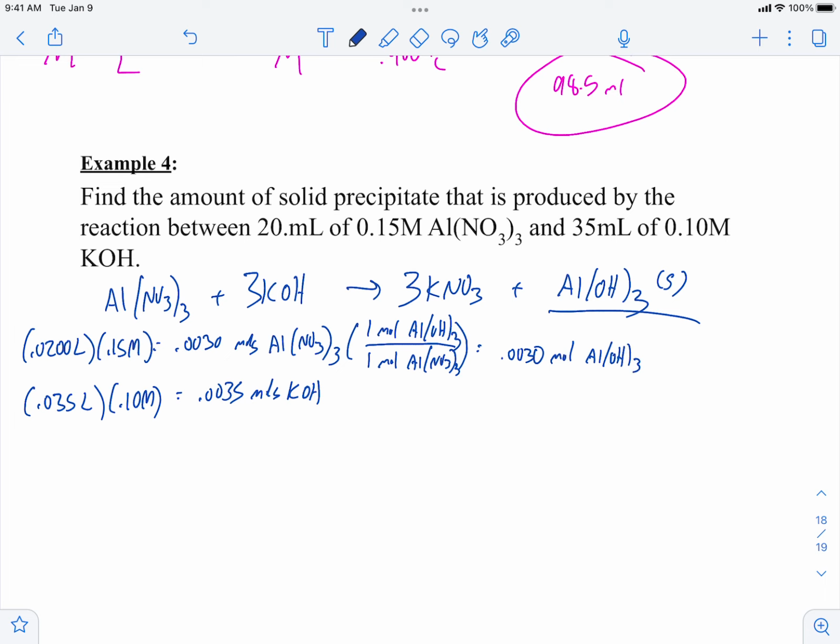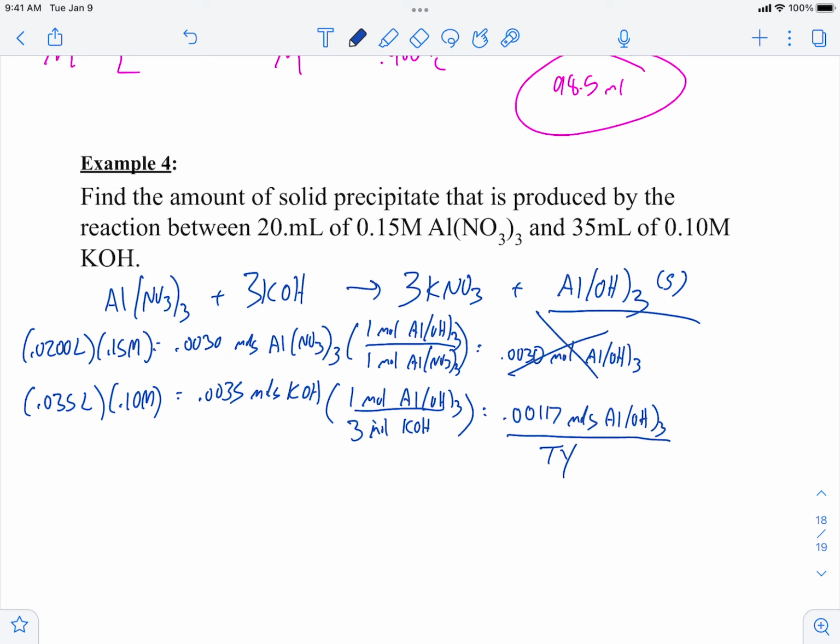Okay, now we do the other reactants. I need to cancel potassium hydroxide this time, which has a coefficient of 3. So 3 moles of KOH on the bottom. So this number is going to be divided by 3, which is like 0.00117 moles of AlOH3. Okay. Now we know what our theoretical yield is because that's the lower of the two.